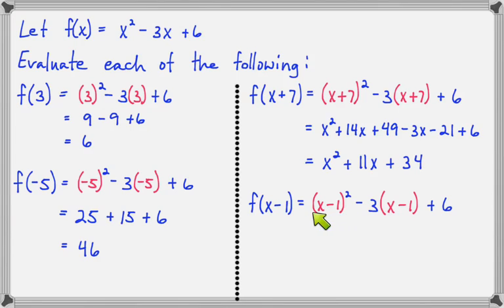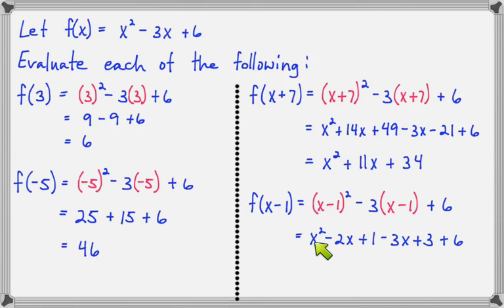Okay, now same thing. I have to multiply out the x minus 1 squared. That will make 3 terms. First term is x times x. The middle term will be negative 1x times 2, so negative 2x, and last times last is going to make plus 1. Now distribute your negative 3. Negative 3x plus 3, and there's your plus 6.